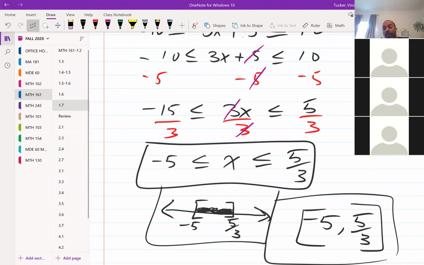And then here we have our two other ways to represent our solution set. Negative 5 to 5/3, brackets over both, as far as your shading, and then interval notation. Once again, using brackets over both.